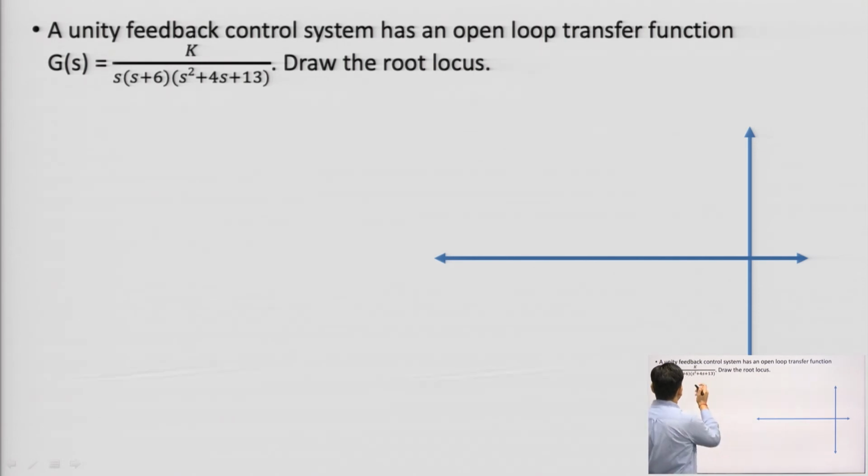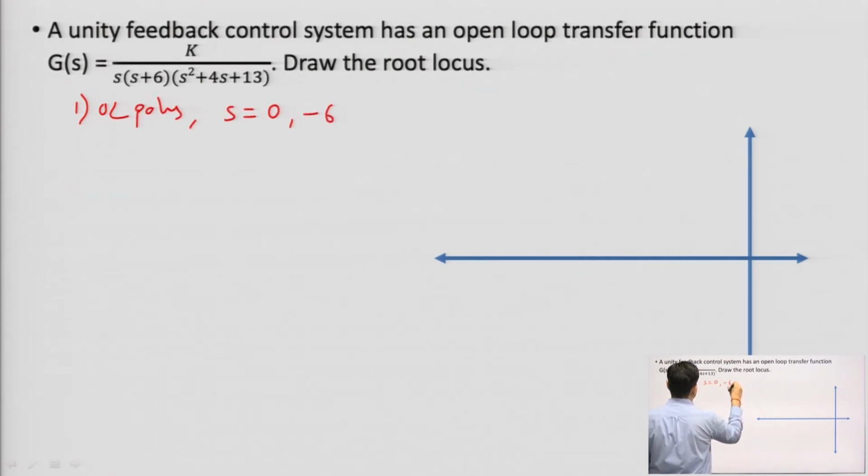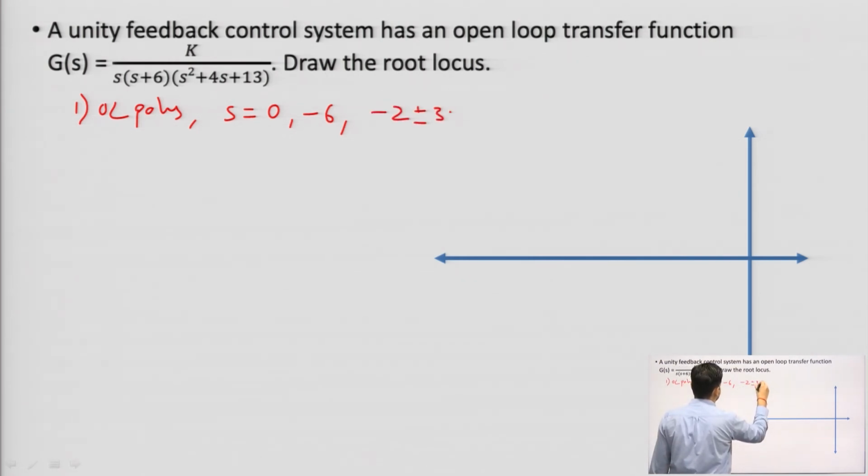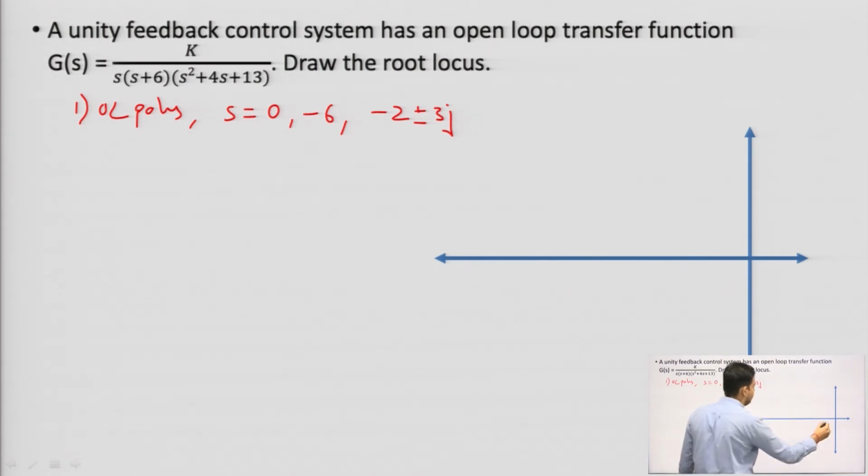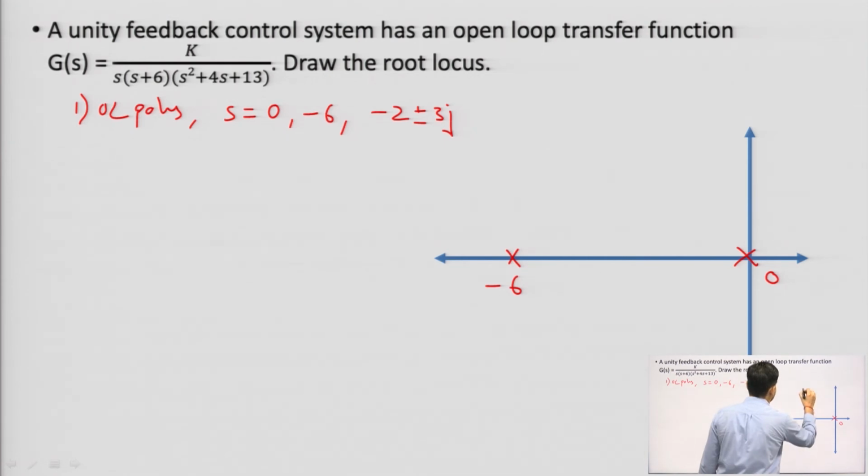Here again G(s) is given, and we need to draw the root locus for it. So, we need to calculate the open loop poles. It is coming at s equal to 0 and minus 6. If you solve it, you will get minus 2 plus minus 3j. So, these are the poles. If you plot them here, one at the origin, one at minus 6, and one at minus 2 plus 3j.